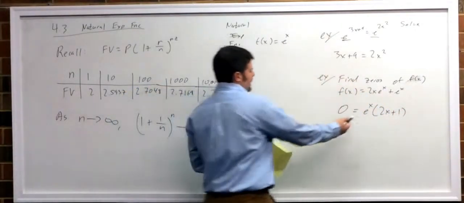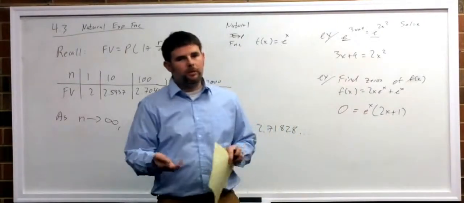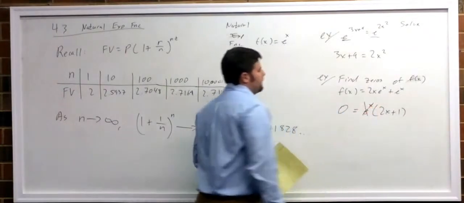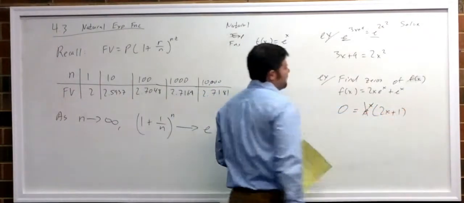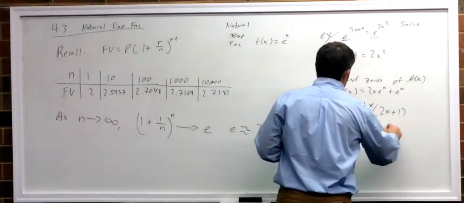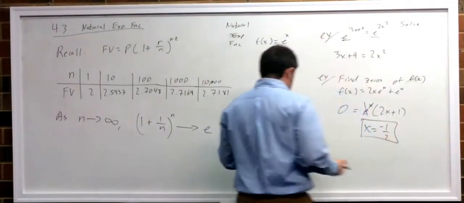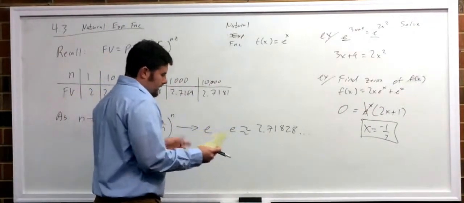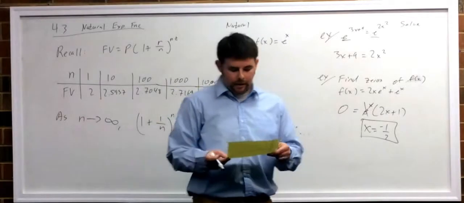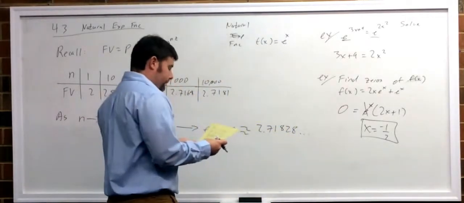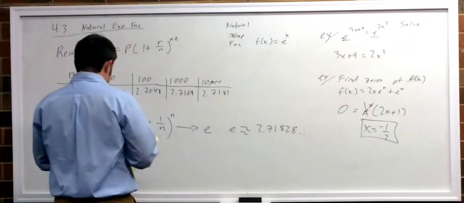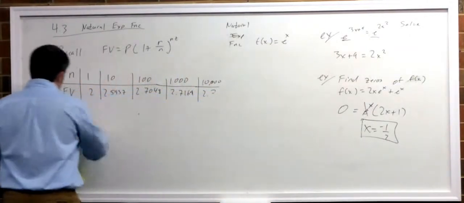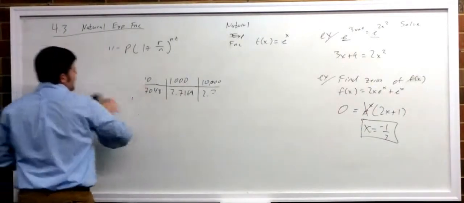Now recognize that e to the x has to always be a positive number. It's always going to be certainly greater than 0. So we can ignore this for the time being and just simply solve this for 0. And you see that x equals negative 1/2 is the solution there. Alright? That's really the only difference in this section as opposed to the last section. Let me give you one more example here of finding zeros with a natural exponential function, and that'll pretty much be it for 4.3.